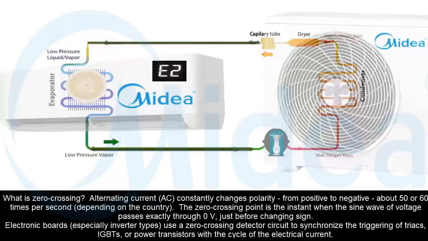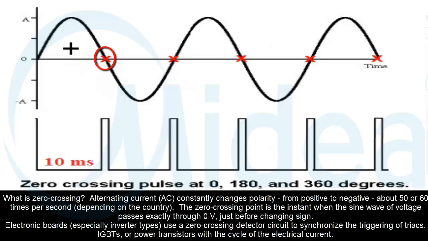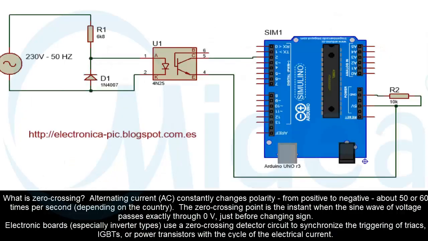What is zero crossing? Alternating current, AC, constantly changes polarity from positive to negative about 50 or 60 times per second, depending on the country. The zero crossing point is the instant when the sine wave of voltage passes exactly through 0 volts just before changing sign. Electronic boards, especially inverter types, use a zero crossing detector circuit to synchronize the triggering of triacs, IGBTs, or power transistors with the cycle of the electrical current.